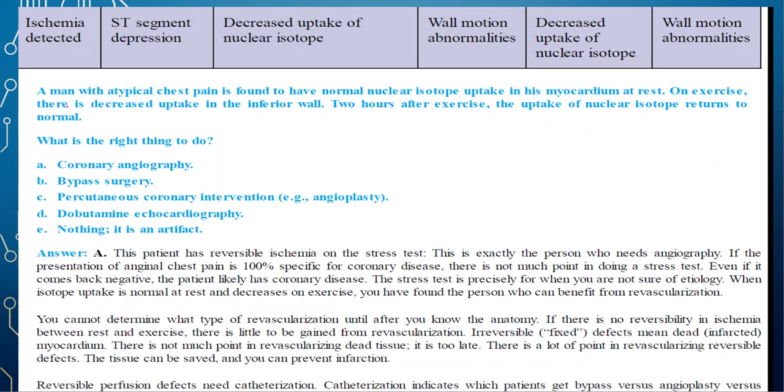Now let's have a look at this one. A man with atypical chest pain is found to have normal nuclear isotope uptake in his myocardium at rest. So this is the thallium scan. At rest, the thallium scan is normal. On exercise, there is decreased uptake in the inferior wall. Two hours after exercise, the uptake of isotope returns to normal. What does it mean? This means that this patient has angina or ischemic heart disease.